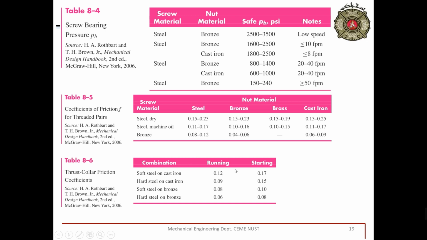Similarly, if they have given the material of the collar, then as you already know, the friction coefficient is either mu s or mu k. So if it is starting static friction coefficient, it will be 0.7, or if it is a running bolt, then the friction coefficient can be taken as 0.12 for soft steel on cast iron.